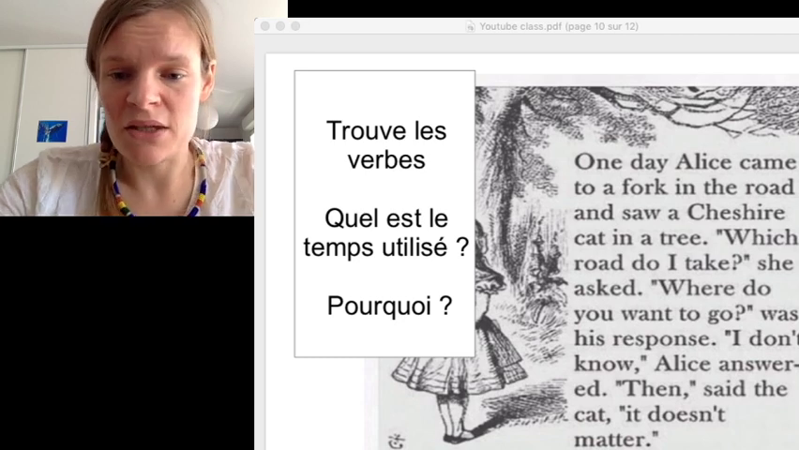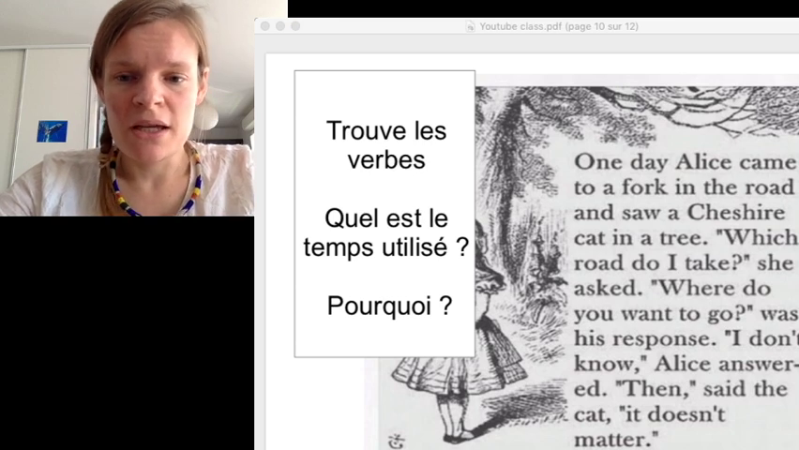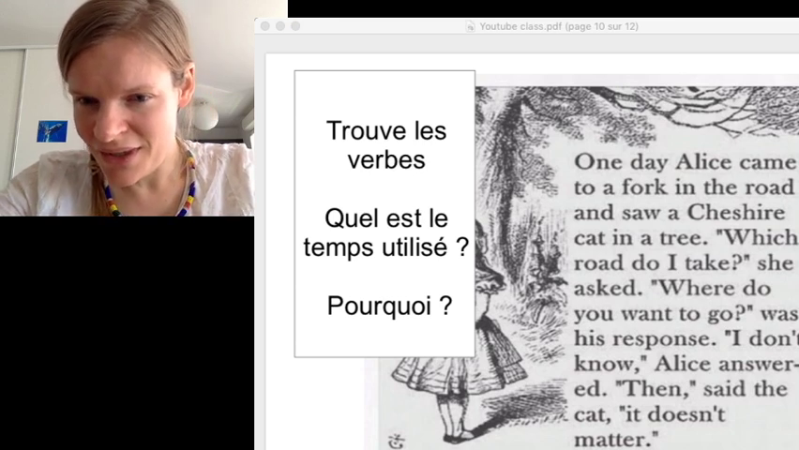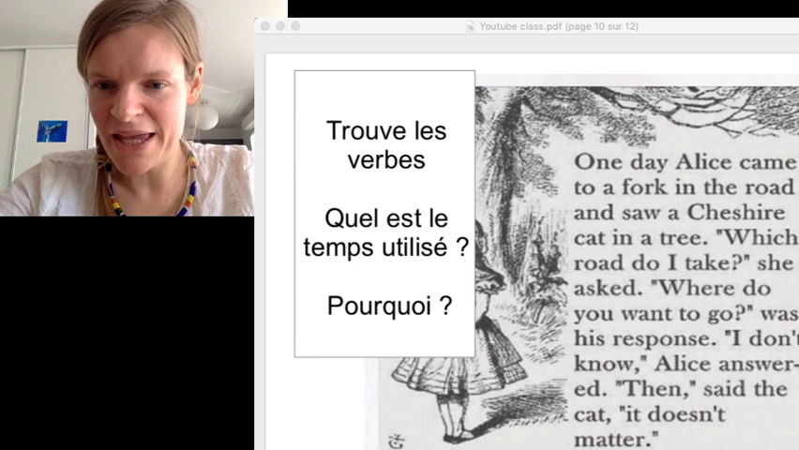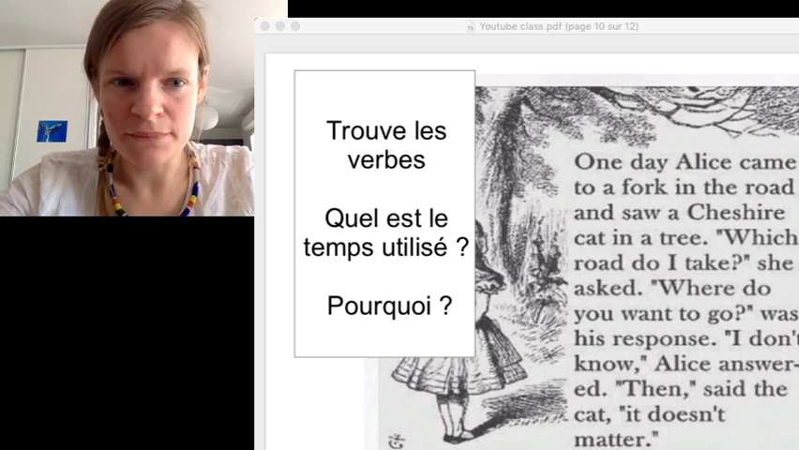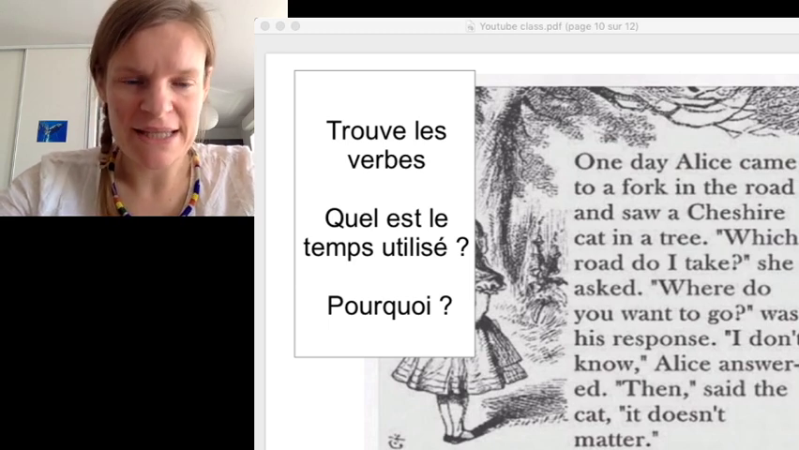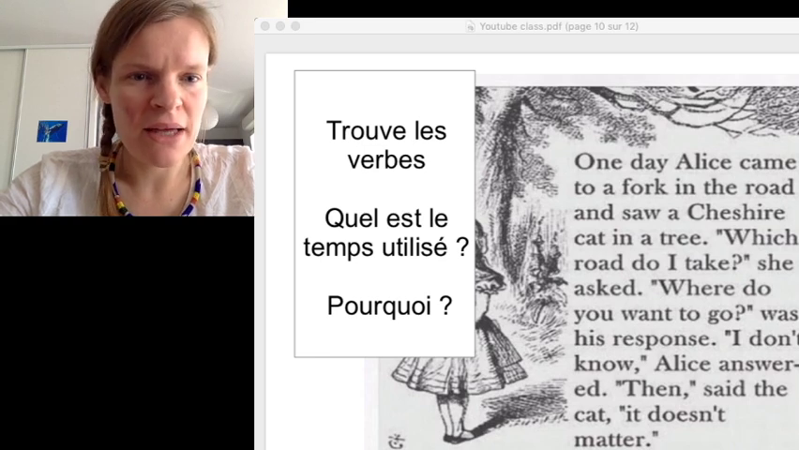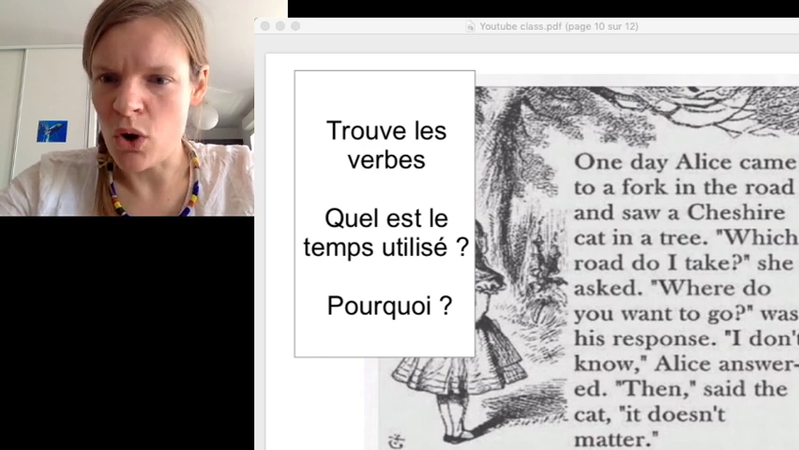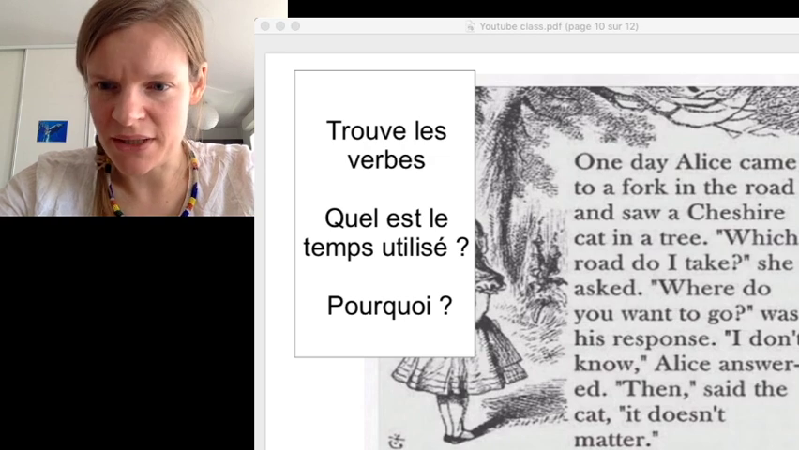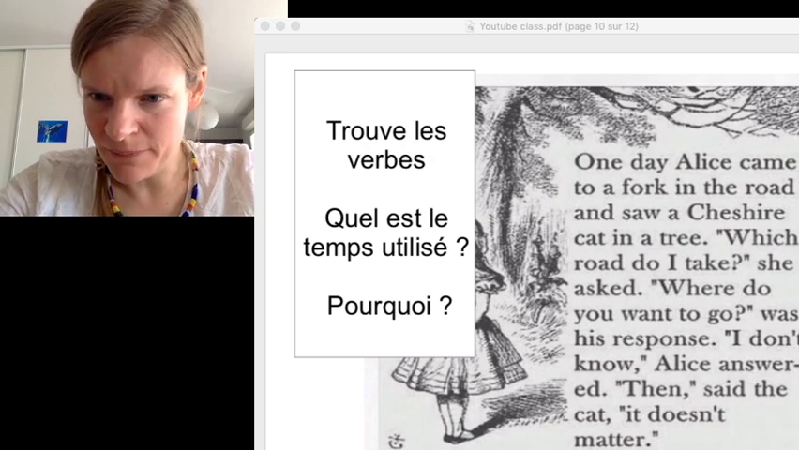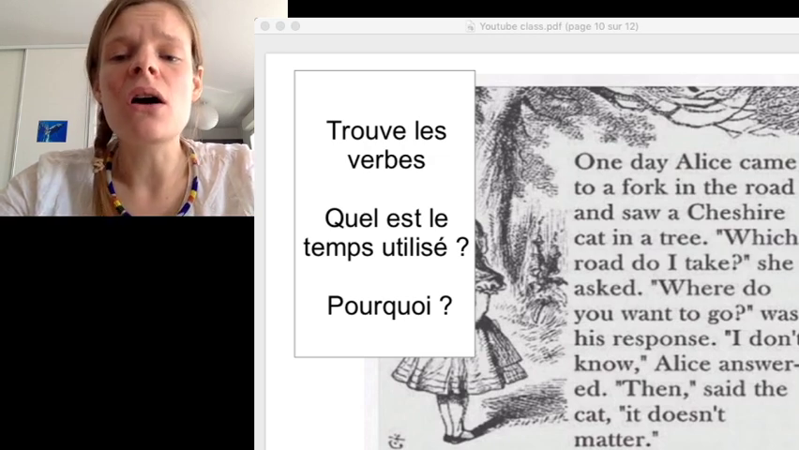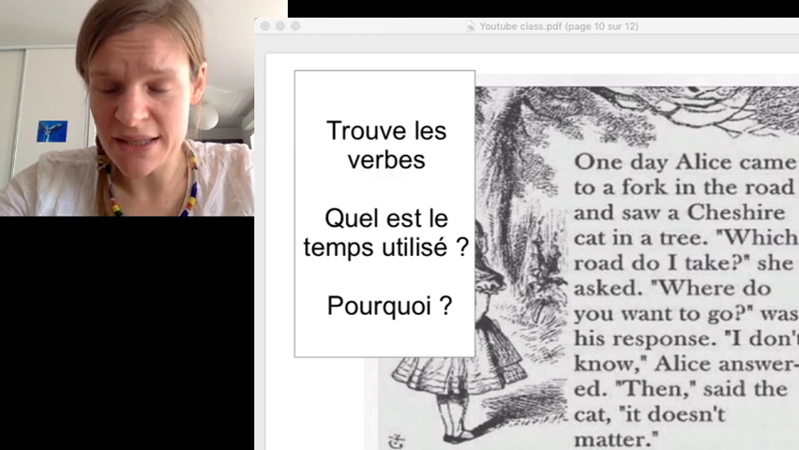Okay, CG, I agree with you, CG. Yeah, came, saw. Yes, came, saw, asked, was, answered. It's all in the past. Okay? There are other verbs. Okay, yes, it's the preterite.